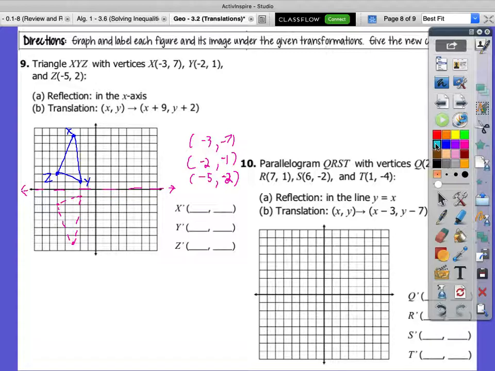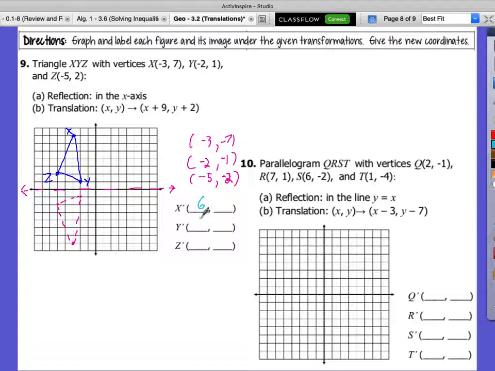Wait, so -3 becomes... -2 becomes... -5 becomes... What do you have to do to it first? We reflected it over the x-axis first, like we would have on our homework that we turned in today. Yeah, you reflected it over the x-axis.